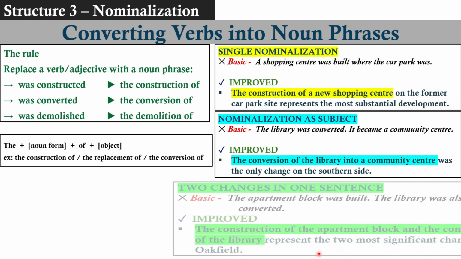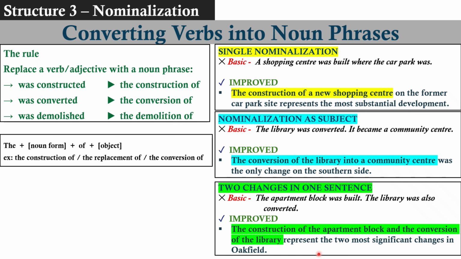The third example shows another advantage of nominalization. Instead of writing two separate sentences, the apartment block was built. The library was also converted. We can combine both ideas into a single sentence. The construction of the apartment block and the conversion of the library represent the two most significant changes in Oakfield. This allows us to compare and summarize developments more efficiently.